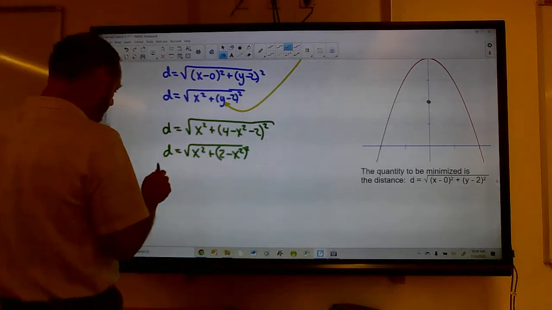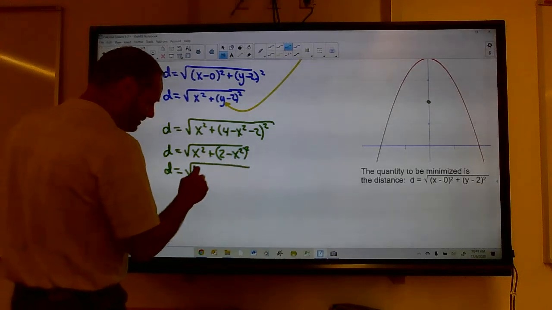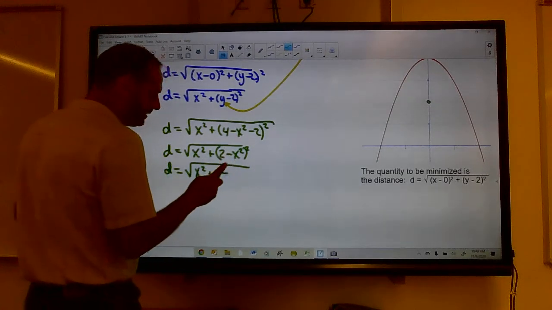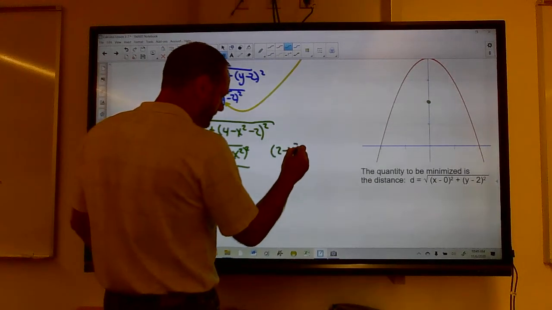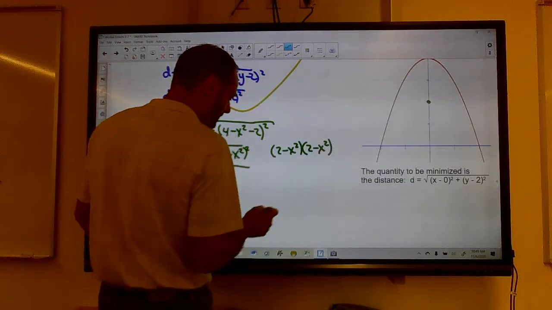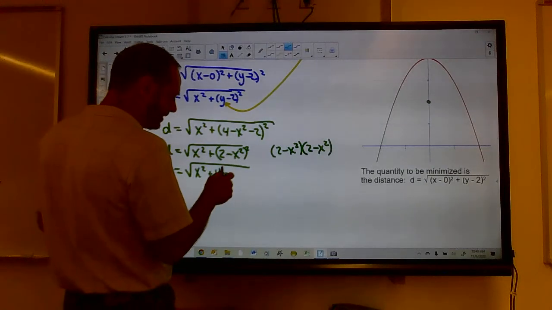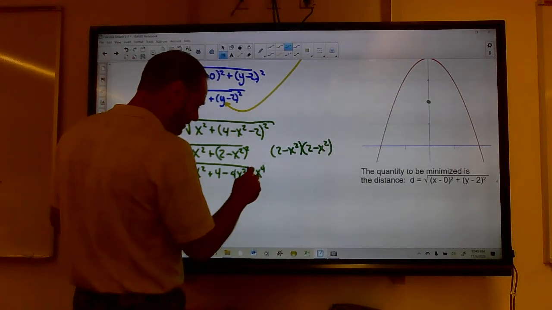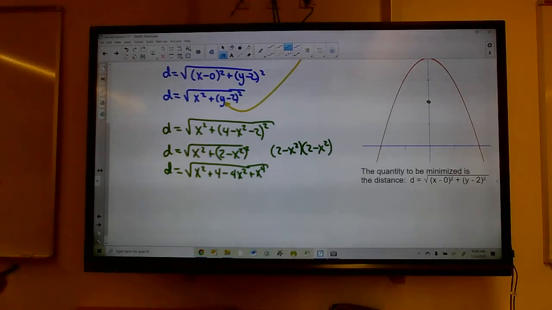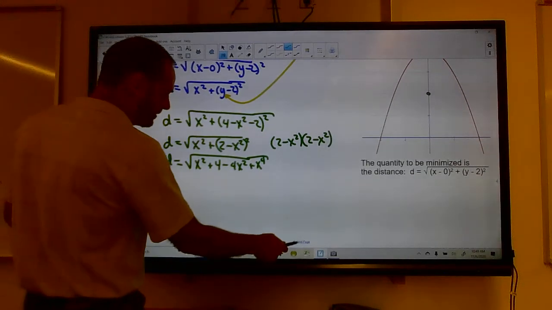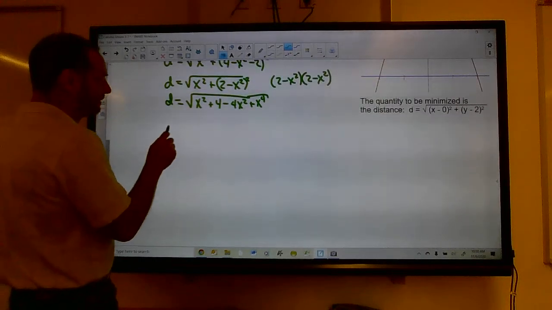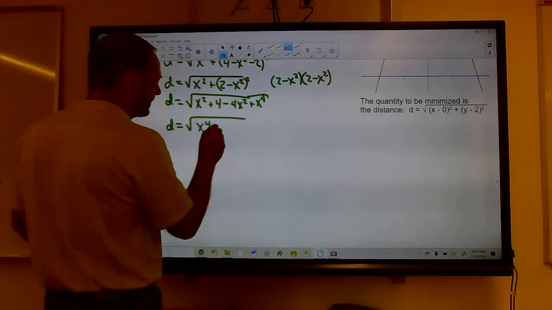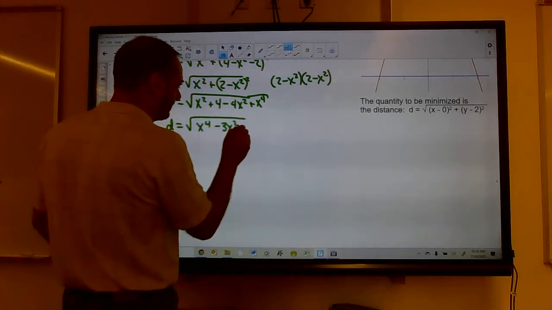I'll go ahead and multiply this out. x squared plus, let's see, your best bet is to FOIL this so you don't make any mistakes. That's going to be 4 minus 4x squared plus x to the 4th. And now I can combine my like terms. So d is going to be the square root of x to the 4th, I just move this to the front, minus 3x squared, so I combine those like terms, plus 4.